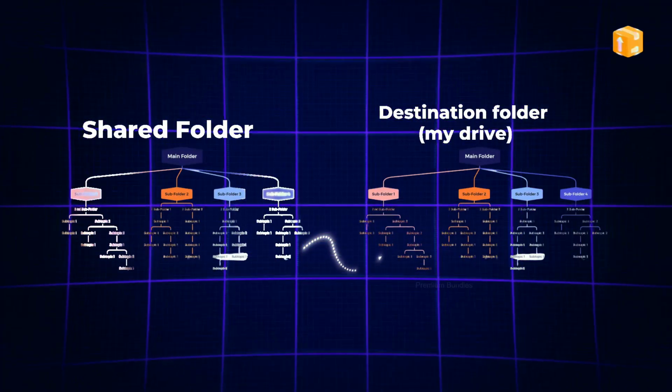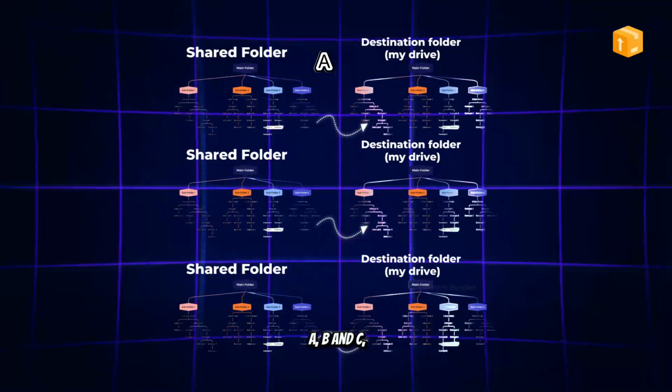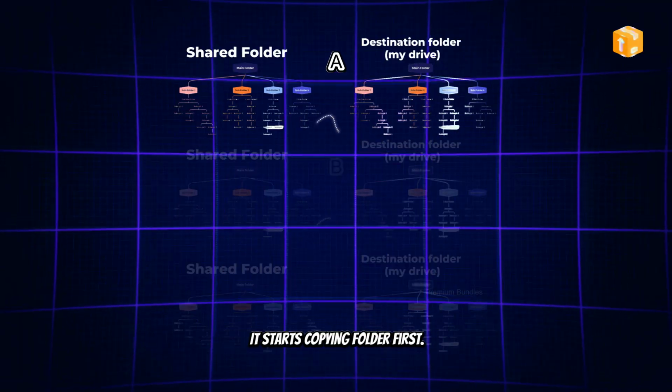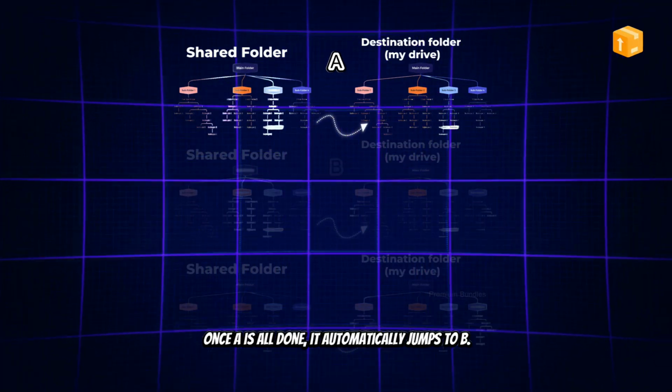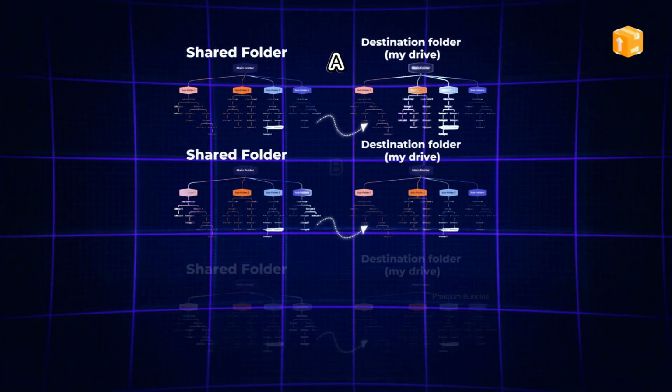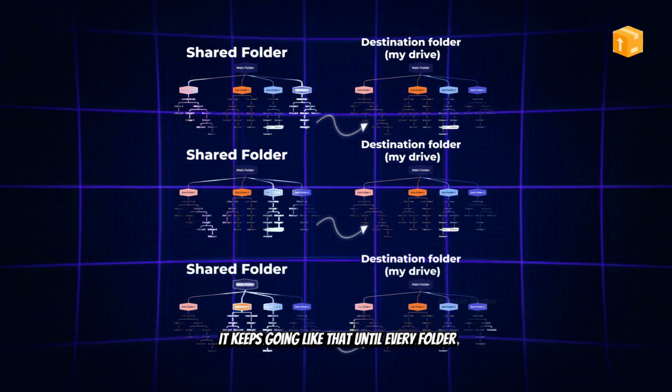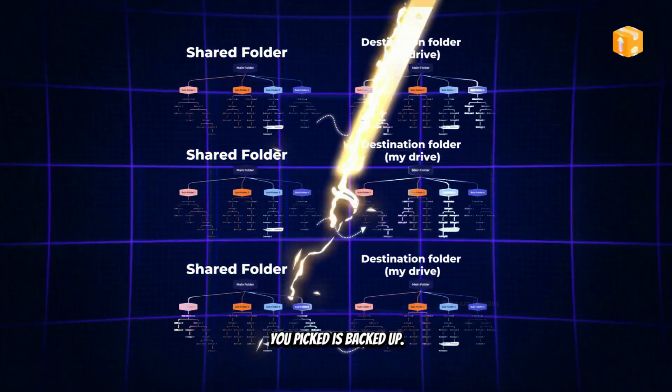If you just pick one folder, it backs up that folder plus all the subfolders and files inside, as it was in the shared folder. But if you pick more, like folders A, B, and C, it does them one by one. It starts copying folder A first. Once A is all done, it automatically jumps to B. Then, when B finishes, it goes to C. It keeps going like that until every folder you picked is backed up.